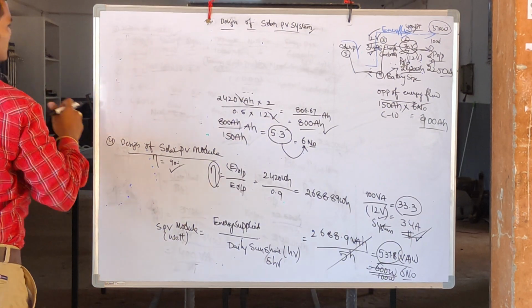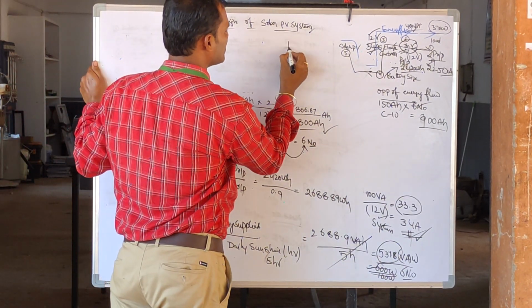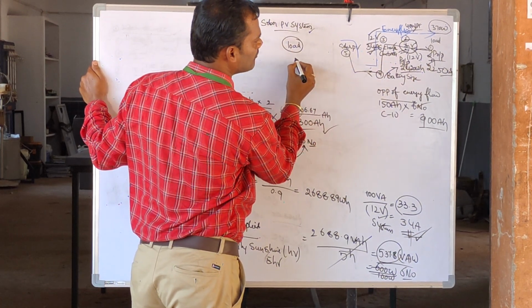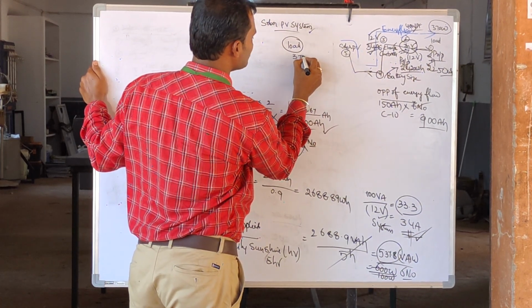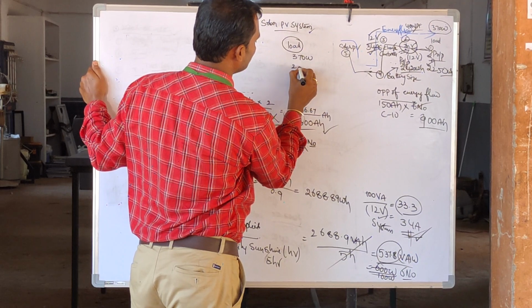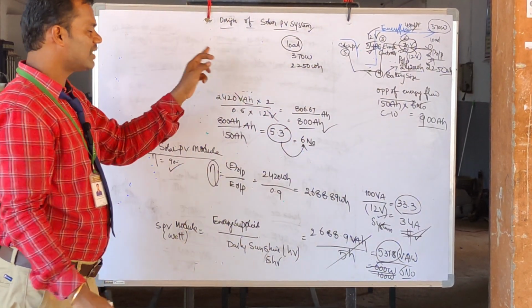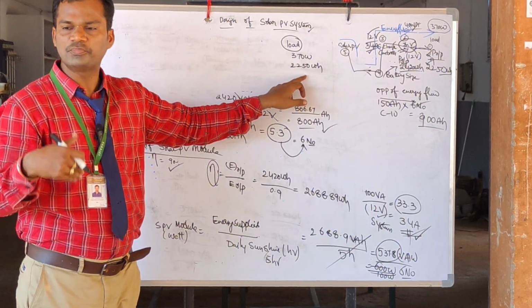So first, what have we designed? First, we have designed the load. As per the given problem, how much power rating is required by the load? So 370 watts is your load and it requires an energy of 2250. To supply this amount of load, input should be given.